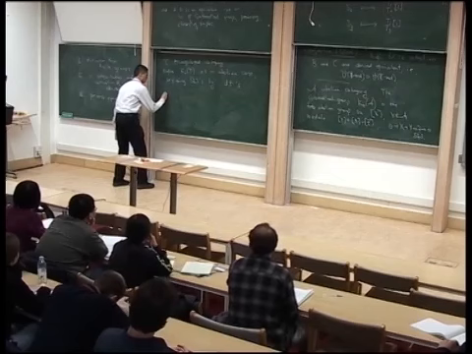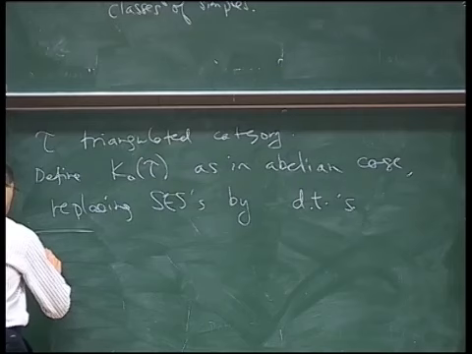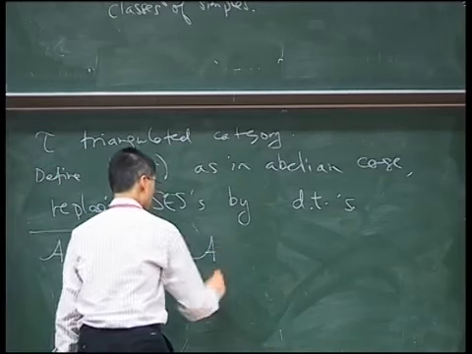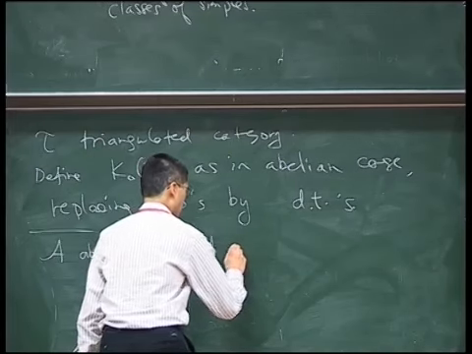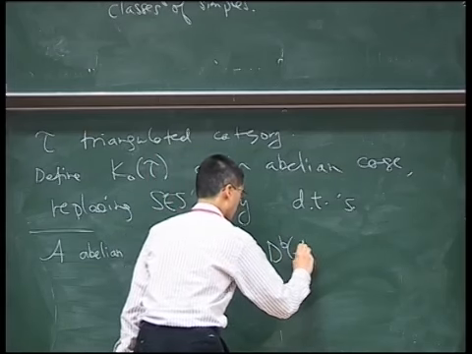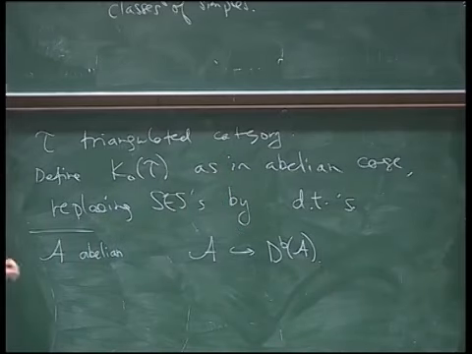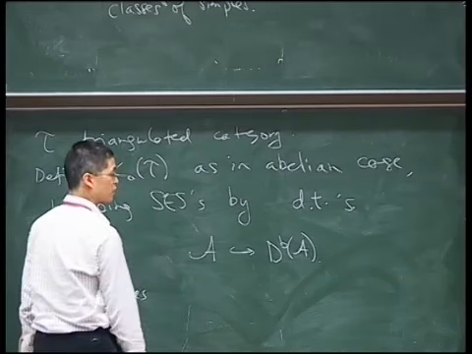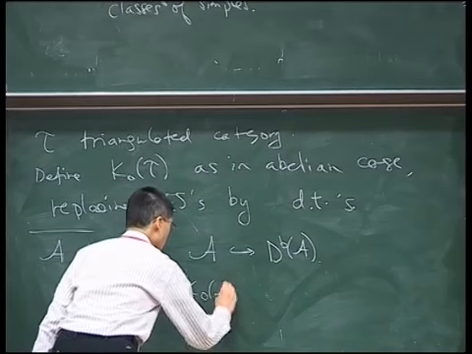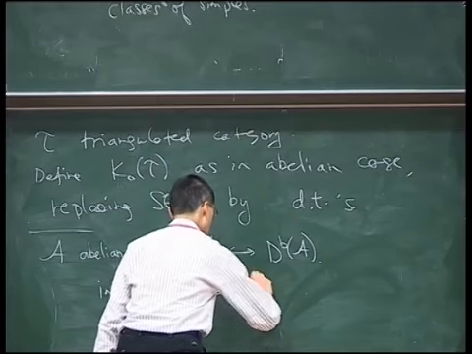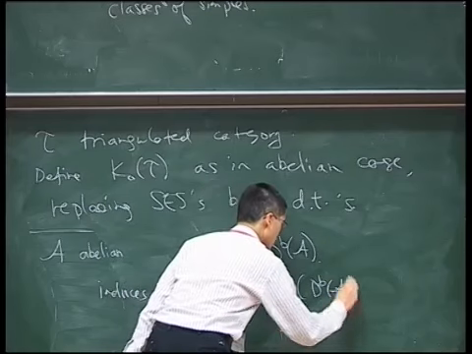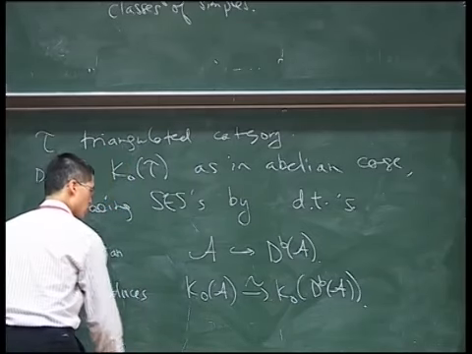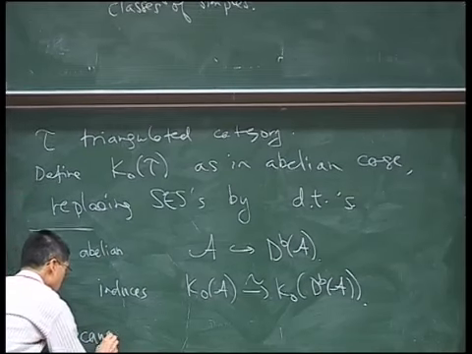Let's recall that, going back to the case where A is an abelian category, A embeds as a full subcategory of its bounded derived category. And this induces an isomorphism between the Grothendieck groups.